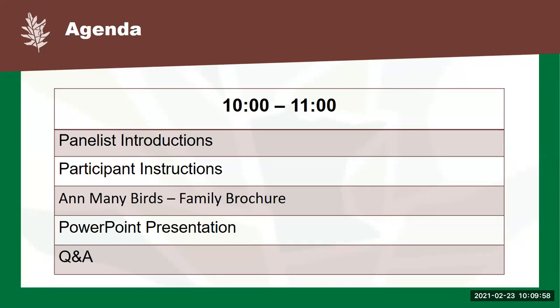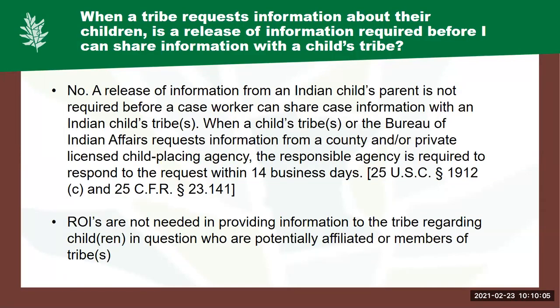So really quick, I just want to give everybody a reminder. We get a lot of questions about whether, when a tribe requests information about their children, a release of information is required before an agency can share that information with the child's tribe. We want to put this out there at each training: no, a release of information from an Indian child's parent is not required before a caseworker provides information to the tribe regarding children in question who are potentially affiliated or members of that tribe. If there's anything on the panel you'd like to add, I can open that up for you.